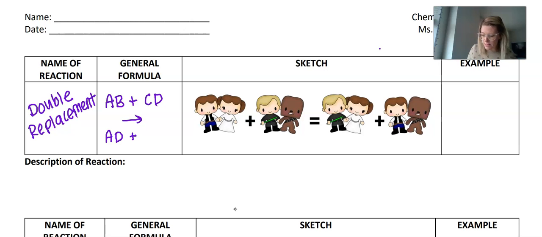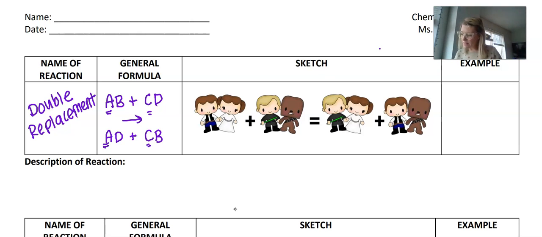Okay, our general formula here is going to be AB plus CD becomes AD plus CB. And I am very purposeful of where those letters remain. Notice that A was always in the front, C was always in the front. Again, when we're writing compounds, we typically write the metals or the cations first. And so we only ever want cations to bond with anions.